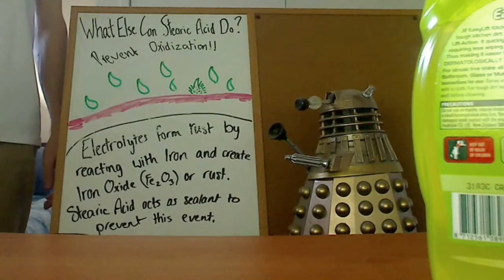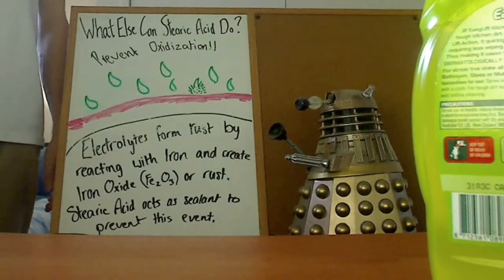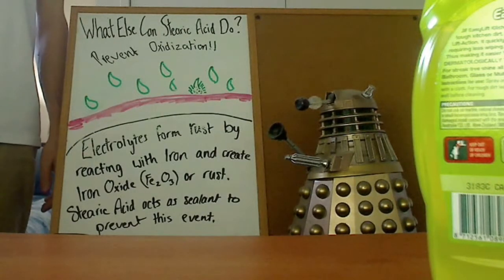But what else can stearic acid do? Stearic acid isn't just used to create and bind things, however. It is also used as a sealant to prevent the oxidation of metals to stop rust from occurring.